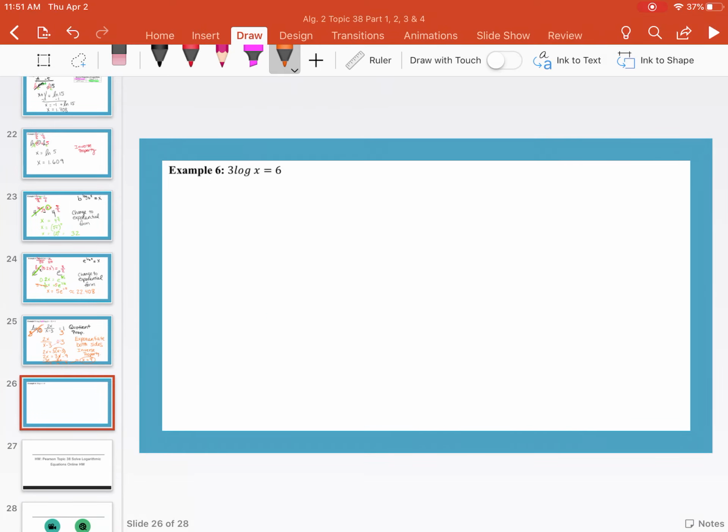Moving on to our last problem. We have 3 times log of x equals 6. So again, what we're going to do first, you guys know the drill, divide both sides by 3. So we get log of x equals 6 divided by 3, which is 2. Now here, I want to change to exponential form, but what is my base?